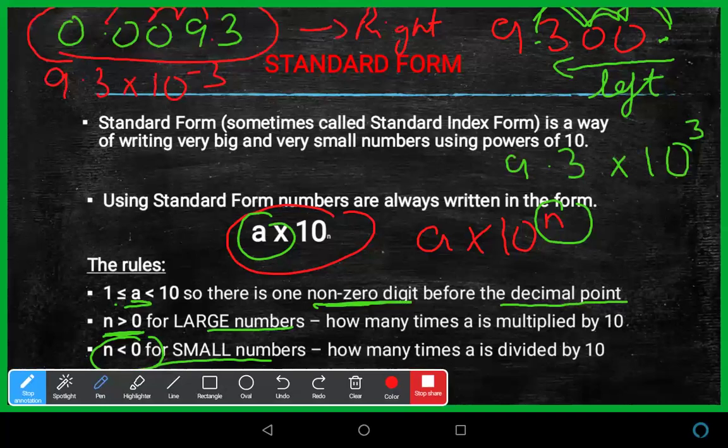I hope you understand the concept of how we can convert any number into standard form. It is a very basic concept.